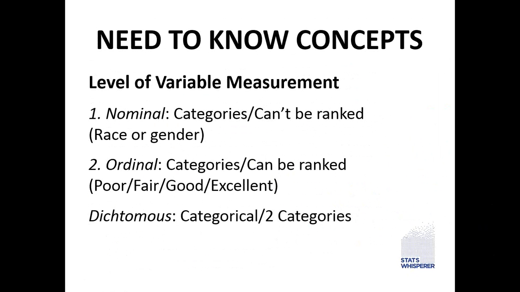Then we have our dichotomous variable. So this is a special case where we have a categorical variable with just 2 categories, right? And it's a very common term used, so I'm making a little note of it right here.